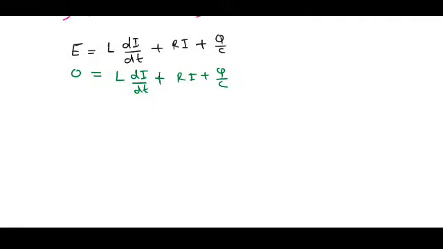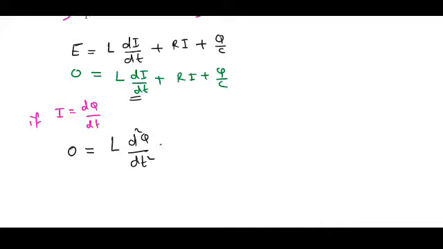We are interested to find an expression for the decay of the charge. That is, our expression should be in Q. Therefore, I will write the current I in terms of dq by dt. If I is equal to dq by dt, then we can write this expression: 0 is equal to L d square q by dt square plus R into dq by dt plus q by C.